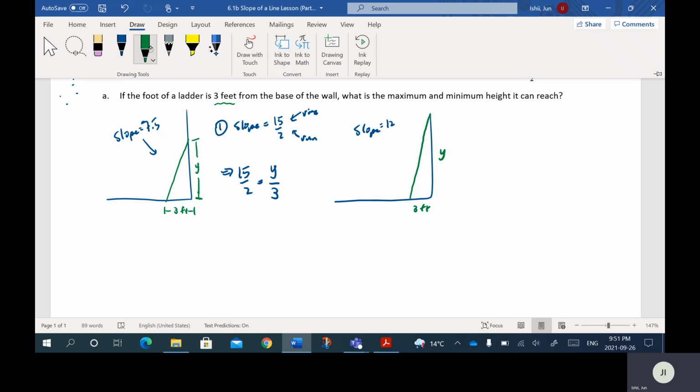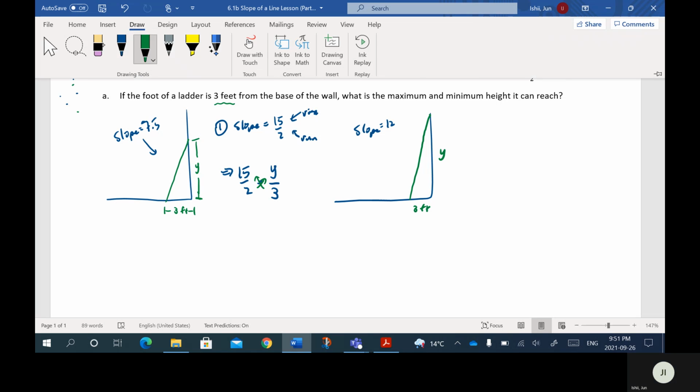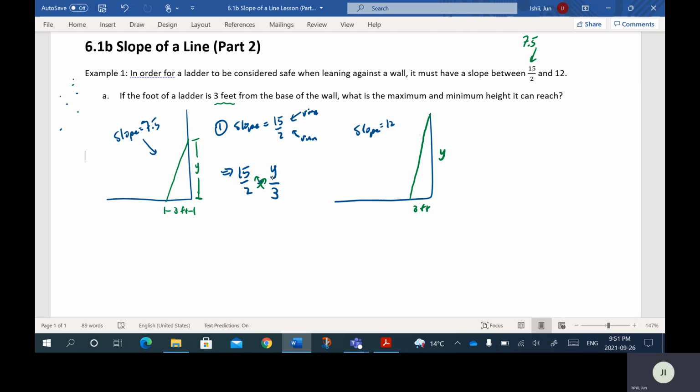To solve for y here, remember whenever you have a fraction equals a fraction, we multiply across. So in this case, we get 2 times y equals 3 times 15. So 2 times y equals 45. Then to solve for y, I'm going to divide both sides by 2. The answer here would be 45/2, which is 22.5 feet. That would actually be the minimum height on the wall.